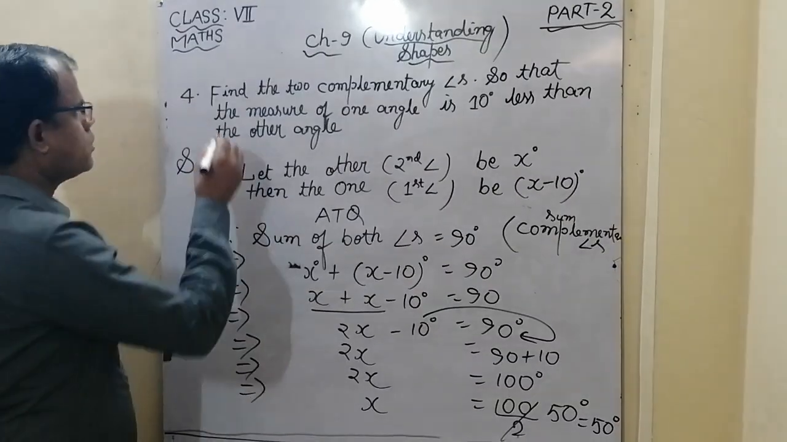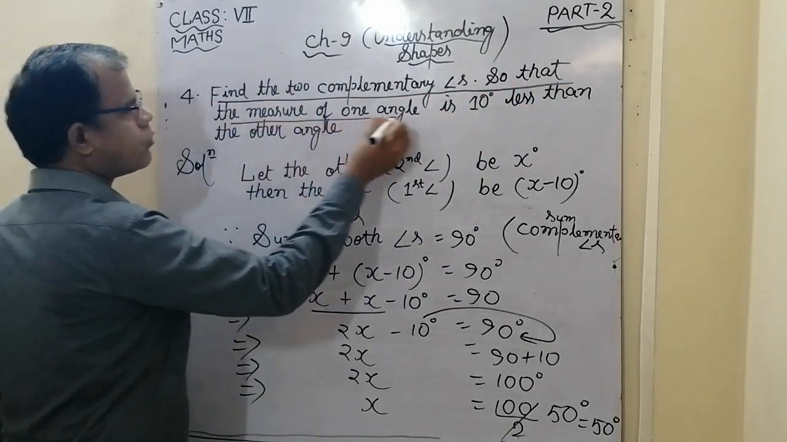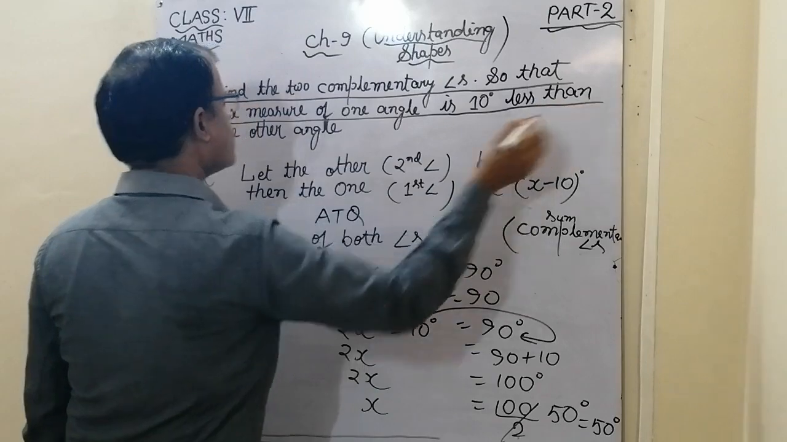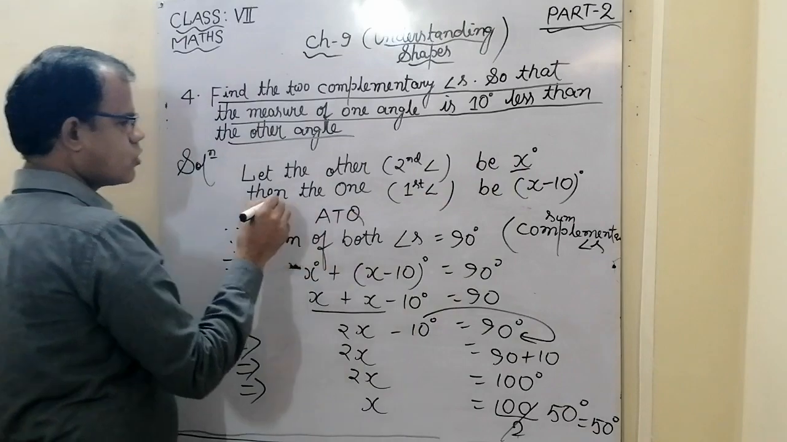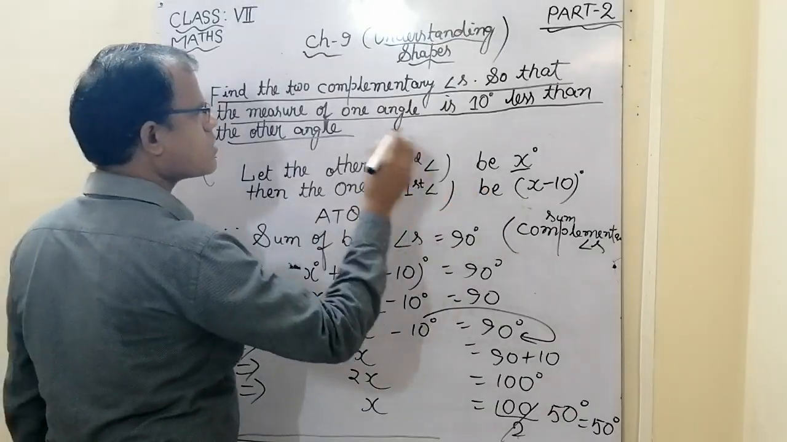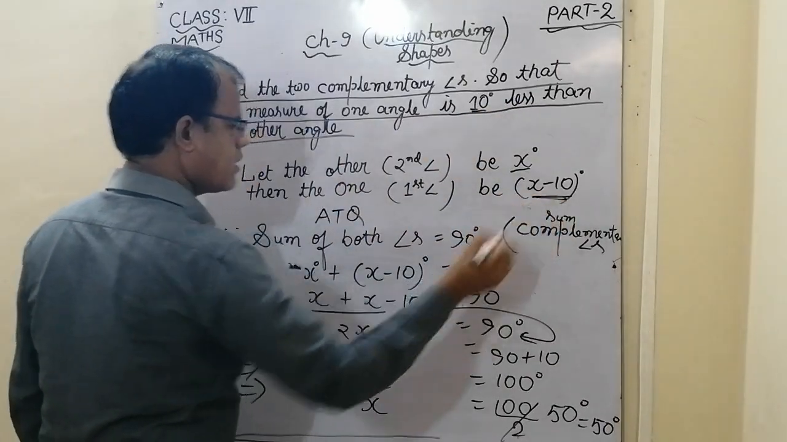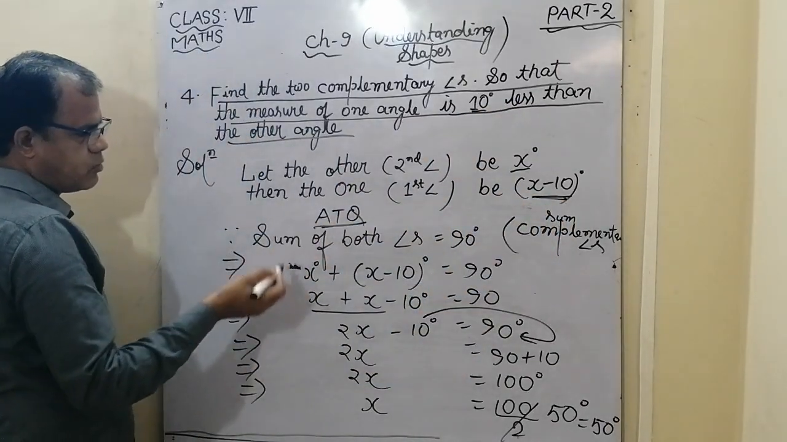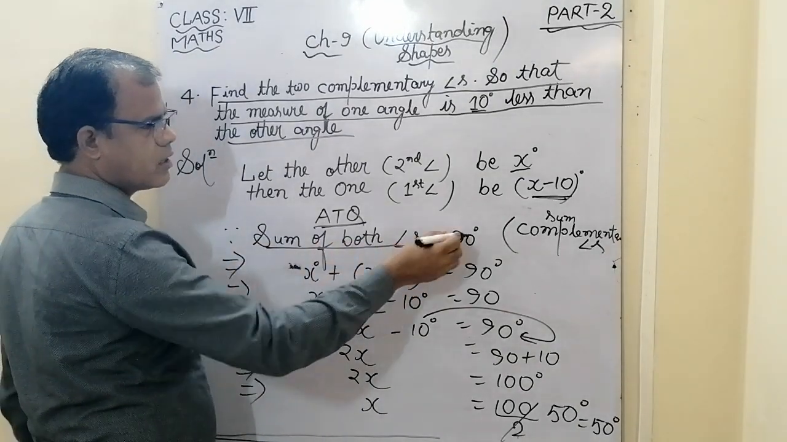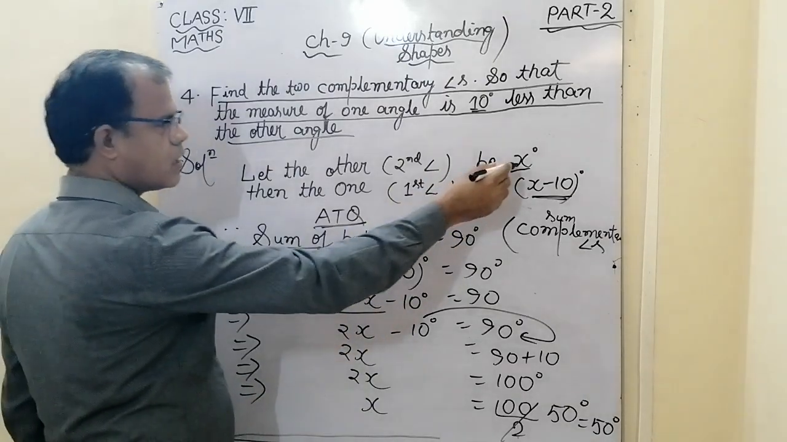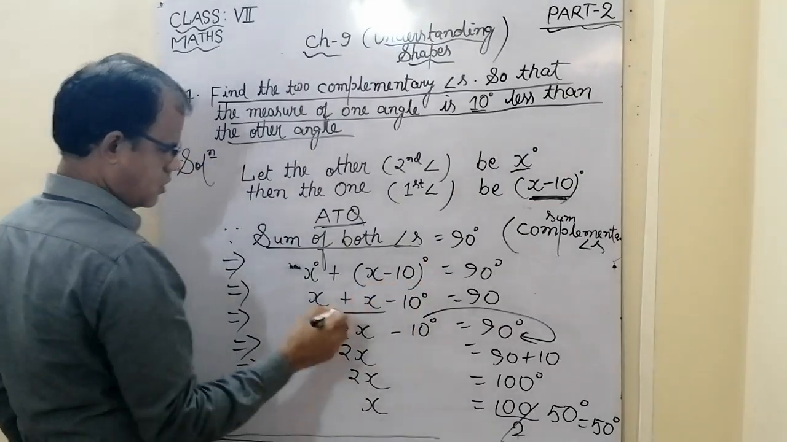Yes students, fourth question. Find the two complementary angles so that the measure of one angle is 10 degree less than the other angle. So let the other angle be x. So one angle, that is the first angle, becomes 10 degree less than the other angle, that is x minus 10 degree. According to the question, as we all know, sum of complementary angles is 90 degrees, so sum of both angles becomes 90 degree. So first angle x degree plus second angle x minus 10 degree.